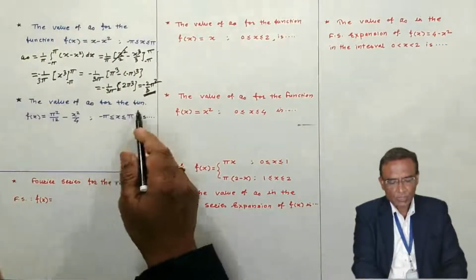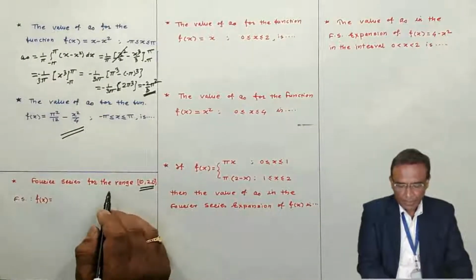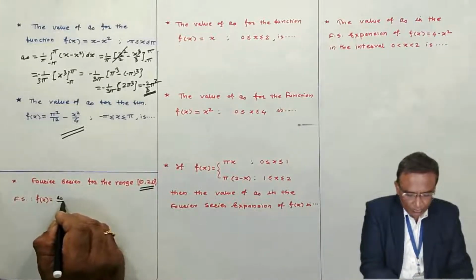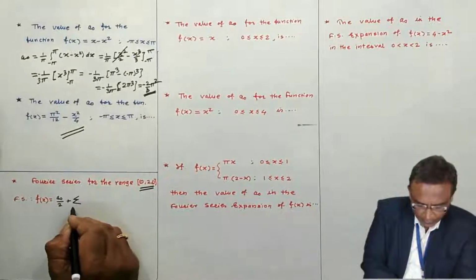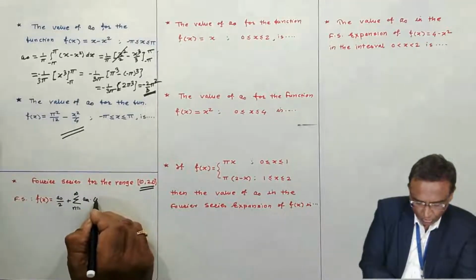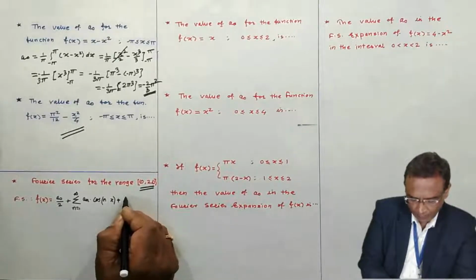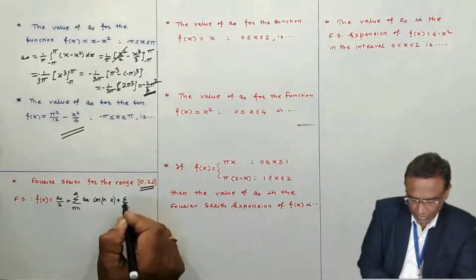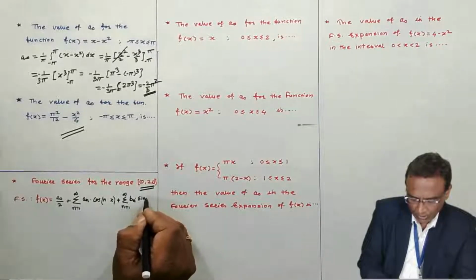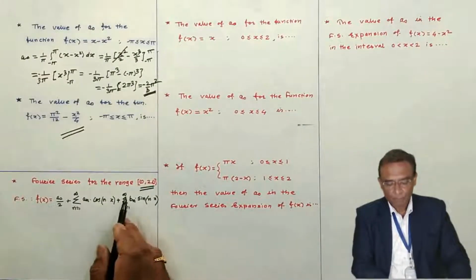Here, find out the value of a0 for this function. So what is the formula for the Fourier series for 0 to 2L? This is coming under the change of interval problem. See, a0 by 2 plus summation n varies from 1 to infinity an cos of nx, and I am intentionally leaving space, plus summation n varies from 1 to infinity bn sine of n x like that. This is the Fourier series formula for 0 to 2 pi.